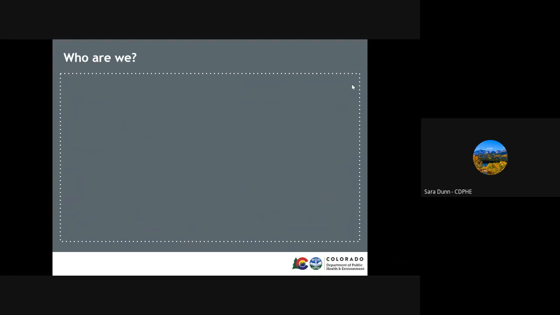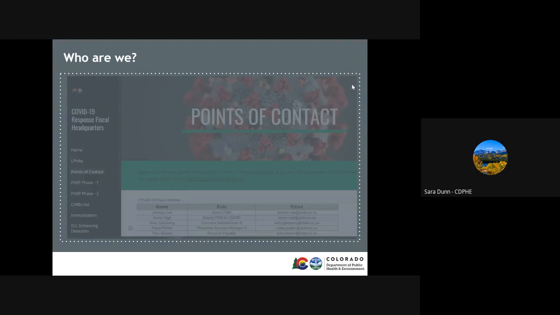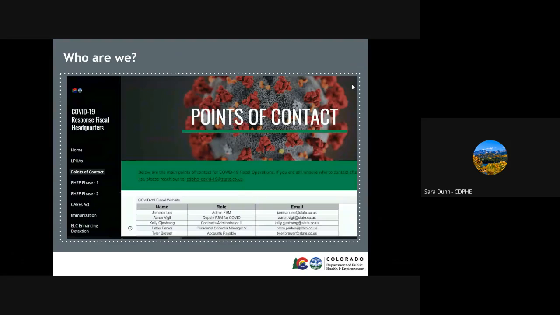Who are we? There are many groups and layers to monitoring, such as program, fiscal, and contract, as we discussed earlier. We have created a whole team of contract monitors dedicated to COVID-19 funding sources to ensure that all of our subrecipients have the support they need to complete their contracts. If you need to reach out to someone specific, we have a points of contact page on our COVID-19 fiscal website.